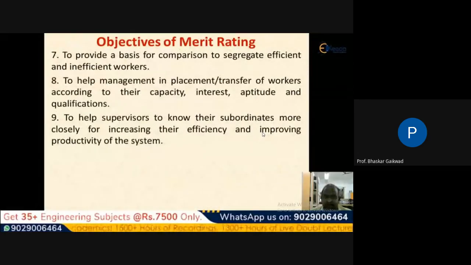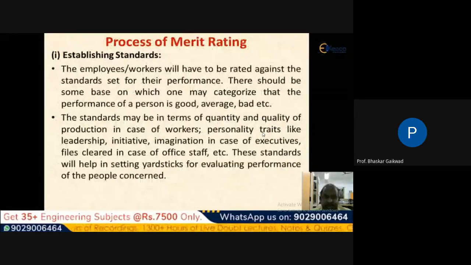So how are we going to do this merit rating? What is the process involved in it? The first one is establishing the standards. Now I am going to talk about everything from the perspective of the employee or the worker. You are going to standardize the work performance. This job by an average worker is going to be done in this particular time period. That is what is standardized.